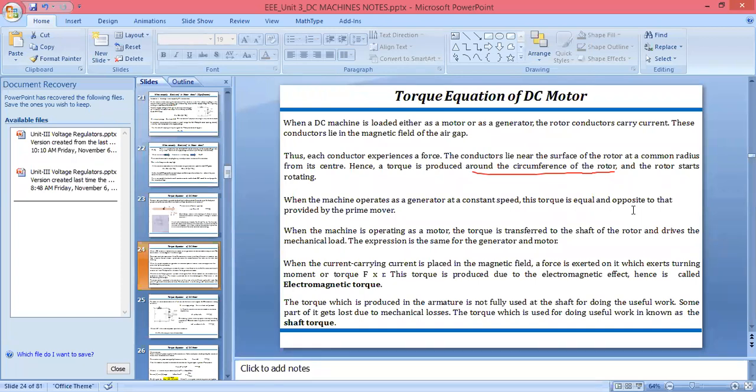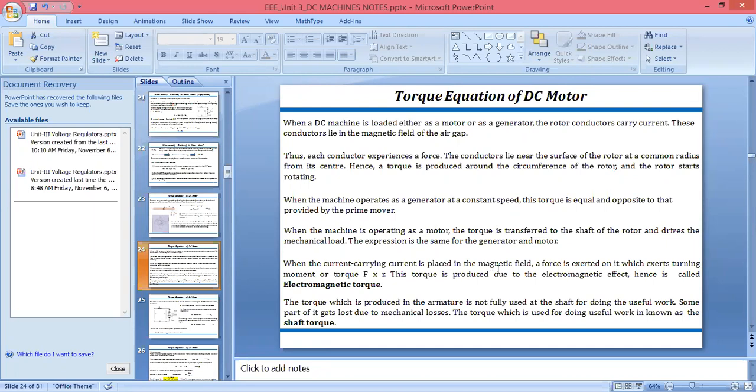And when the DC machine is working as a DC motor, the torque is transferred to the shaft of the rotor and it will drive the mechanical load, because it is converting electrical energy into mechanical energy. So at the output it will drive the mechanical load, and the expression for the DC generator and DC motor will be the same. When a current-carrying conductor is placed in the magnetic field, force is exerted, and we will get the torque equal to F into R into sin theta, where theta is the angle between the force and the radius, the perpendicular distance.